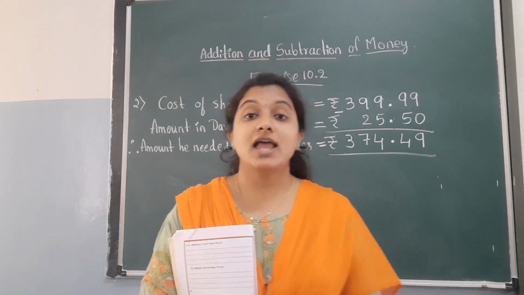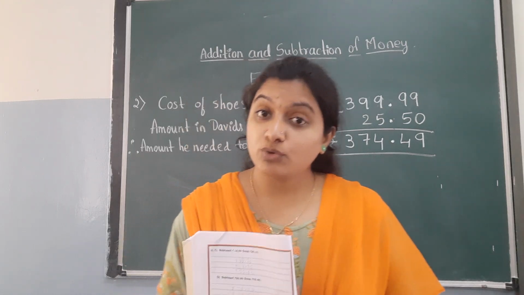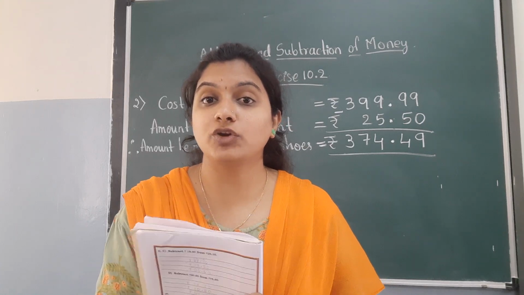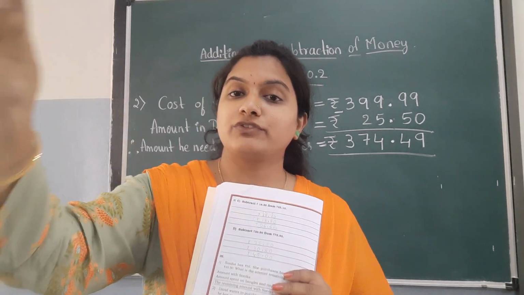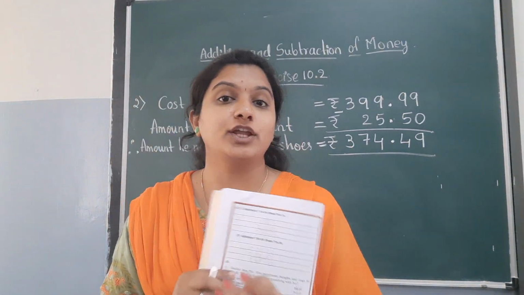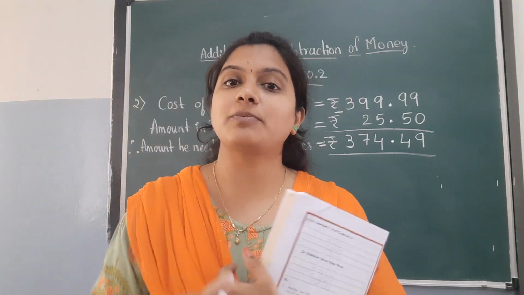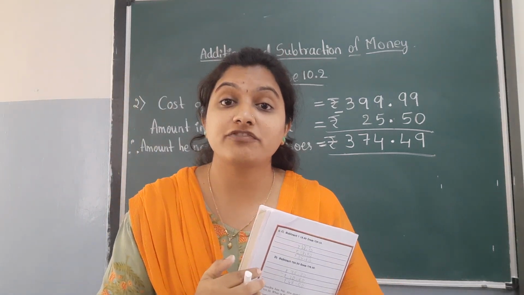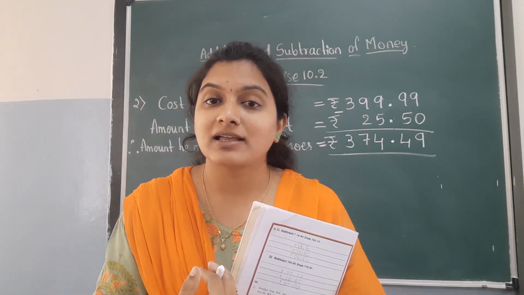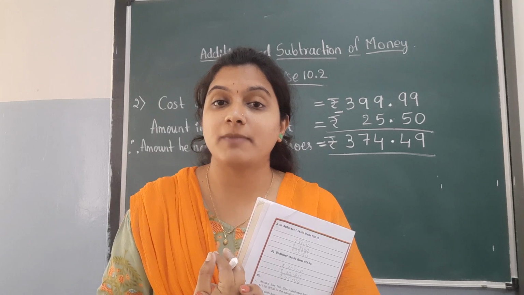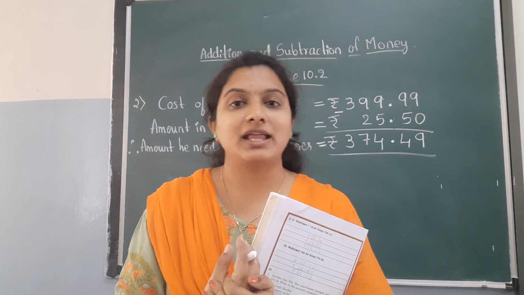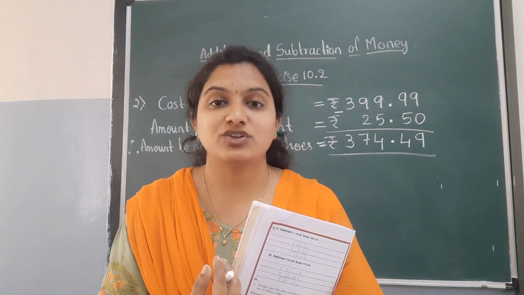What is the cost of the milk, children? 30 rupees. Now, your father gave you a 100 rupee note. You gave the 100 rupee note to the shopkeeper. But the cost of milk is 30 rupees. How many rupees does he have to give back to you? 70 rupees. 100 minus 30 is 70 rupees.